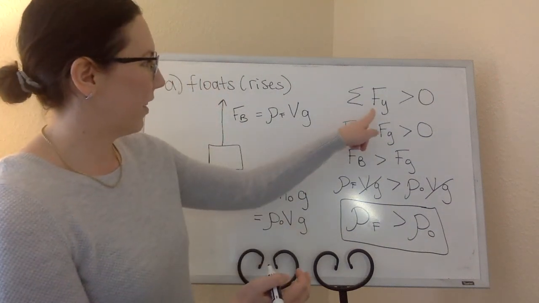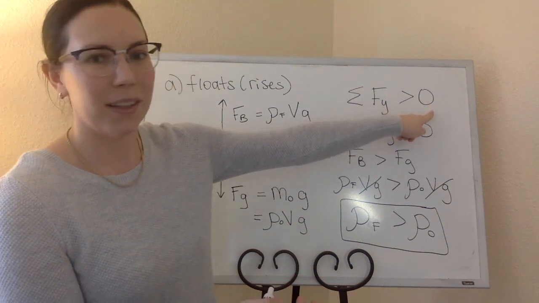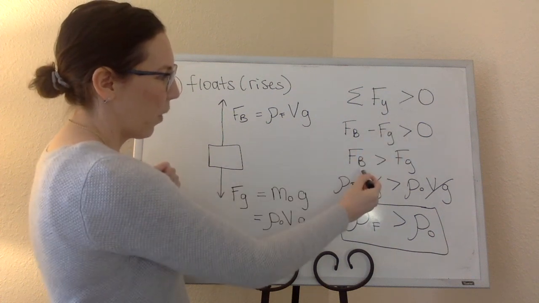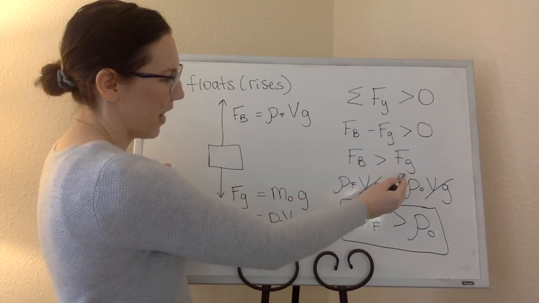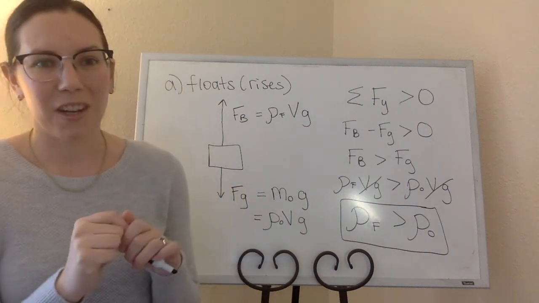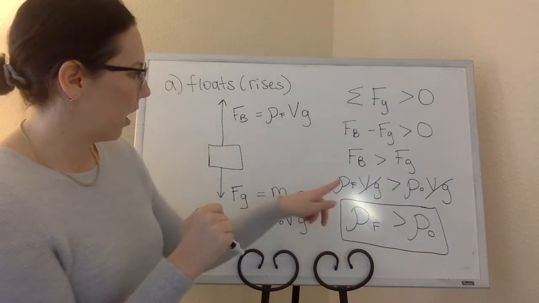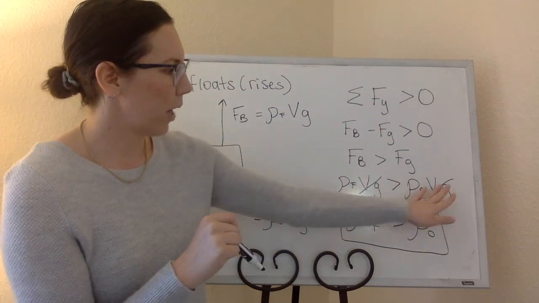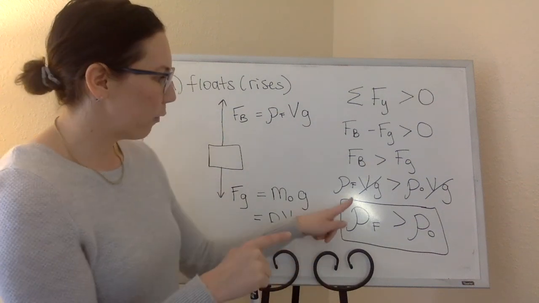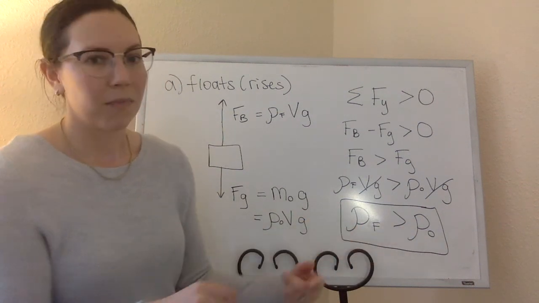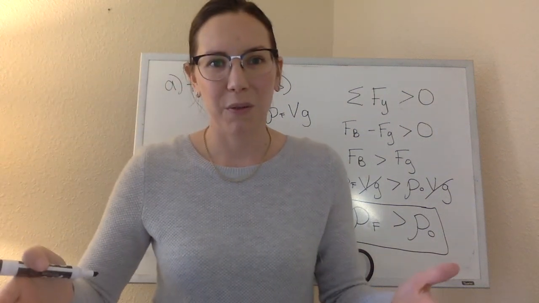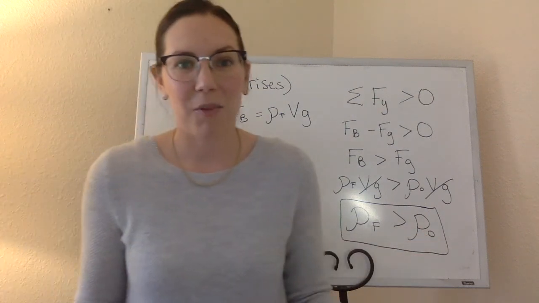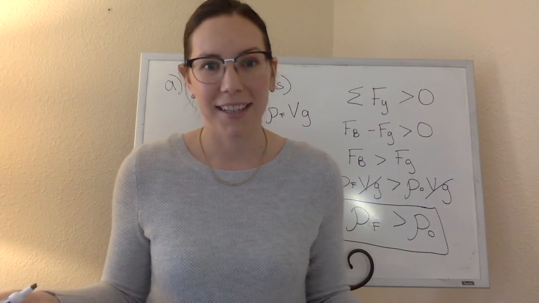All right, so the net force in the y direction has to be greater than 0, which means that the buoyant force minus Fg is greater than 0, or the buoyant force is greater than Fg. Then I can plug in each relationship for Fg and for the buoyant force. So ρF Vg is greater than ρO Vg, and this volume times g cancels, and we're left with this relationship for the densities. So as we'd expect, if the object floats in a fluid, it means that the fluid is more dense than the object. So the object then is less dense than the fluid.